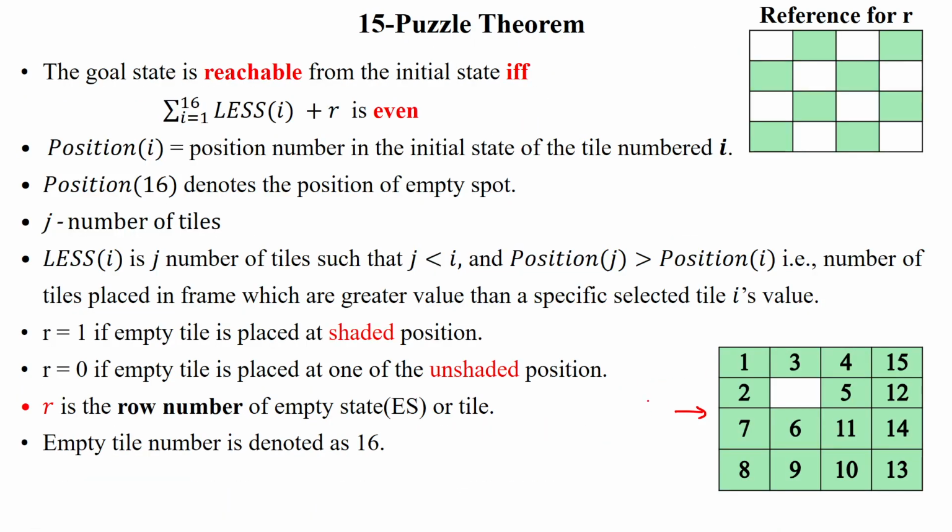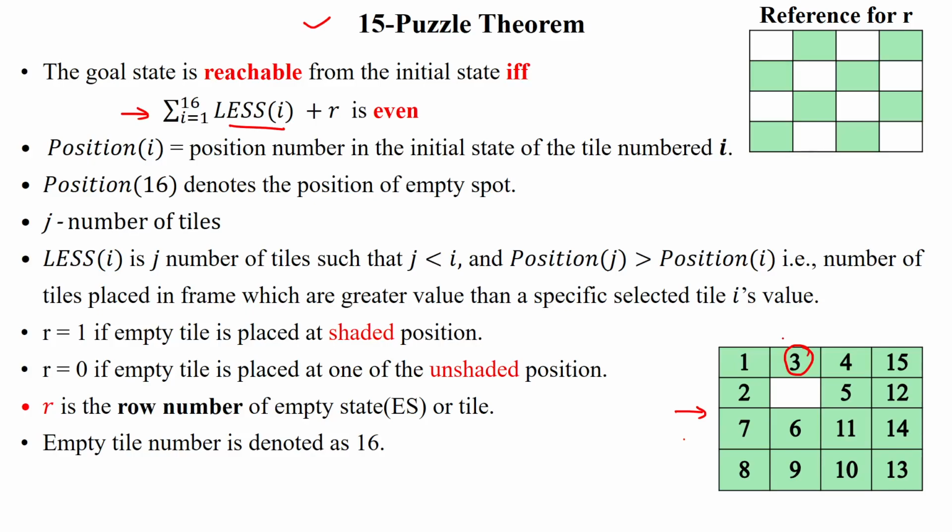So how do we identify at the initial position itself whether the given initial state is leading to the goal state or not? For that, there is the 15 puzzle theorem, identified by Sam Loyd. Here we have to identify the less of each and every tile. Suppose you take the number 3.